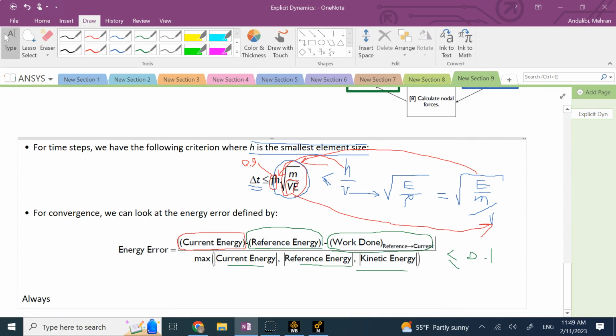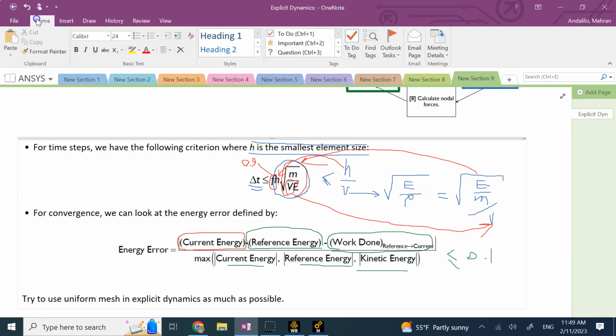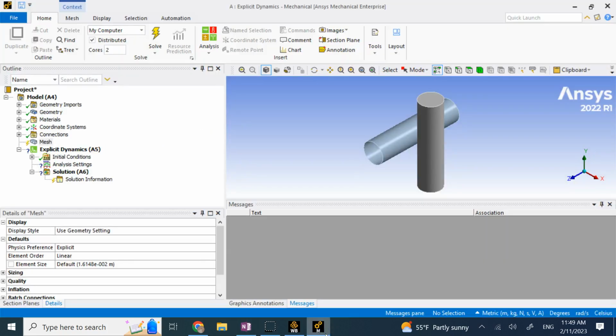Always try to use uniform mesh in explicit dynamics as much as possible. So let's not say always, because we say as much as possible. So try to use uniform mesh in explicit dynamics as much as you can. It makes the convergence faster.